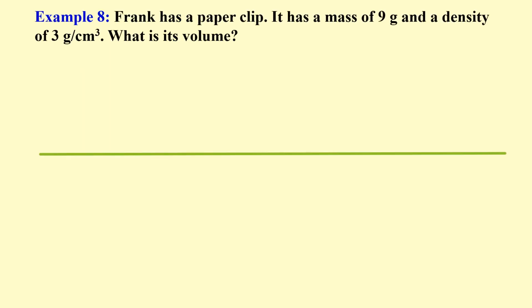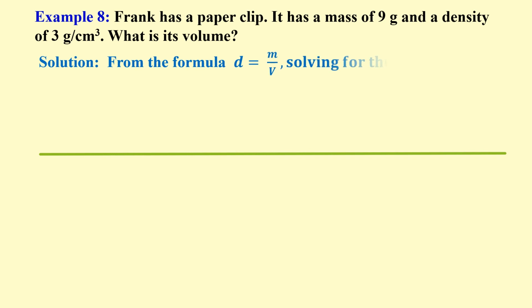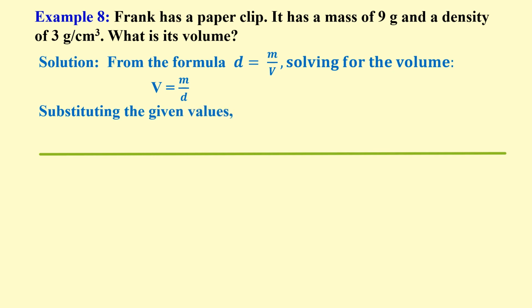Example number 8. Frank has a paper clip. It has a mass of 9 grams and a density of 3 grams per cubic centimeter. What is its volume? From the formula D equals m over V and solving for the volume, V equals m over D. Substituting the given values, we have V equals 9 over 3 is 3 cubic centimeters.